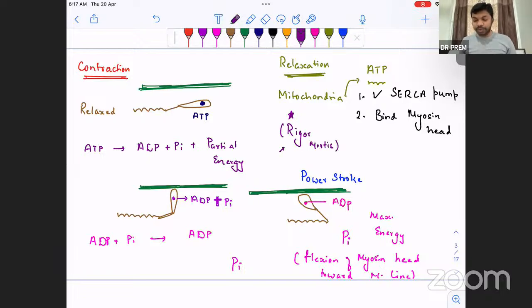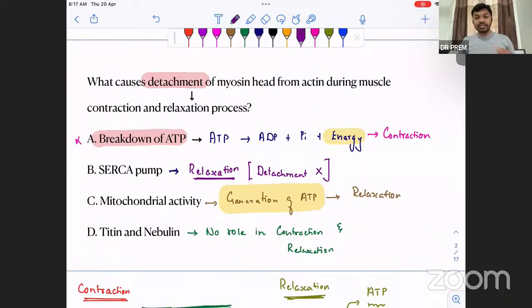So guys, I hope you understand why option C is the right answer for this question. Any doubts in the first question, doctors? Shall we move on to the next question, guys? Are you clear with the first question? All right, very good. So now let's move on to the second question here.